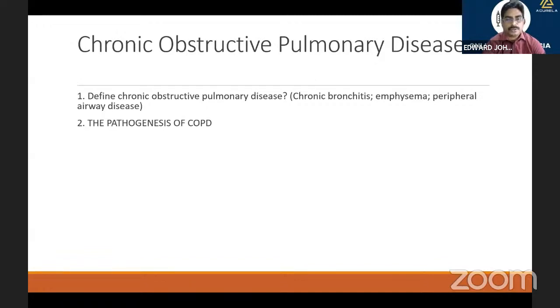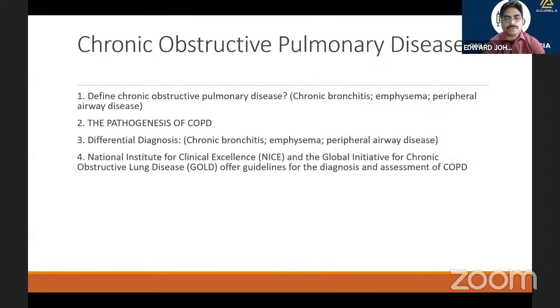So we must know the pathogenesis of COPD. Then you must know the differential diagnosis between chronic bronchitis, emphysema, and asthma. They may ask the difference between these cases. Then you must know the guidelines for the diagnosis and assessment of COPD. There are NICE guidelines and GOLD guidelines. You have to read that. Then other investigations, they have clearly discussed: the bedside pulmonary function tests, spirometry, PFT. They may ask you to draw the diagram of the spirometry in the examination for restrictive lung disease and for obstructive lung disease. So be prepared for that also.